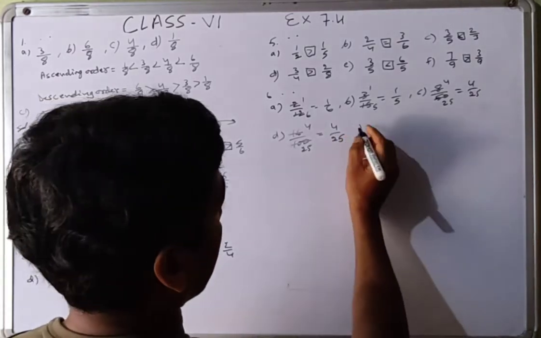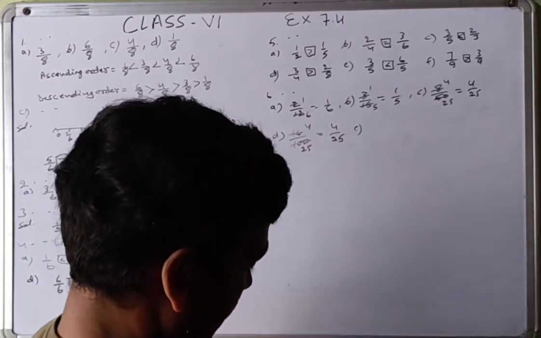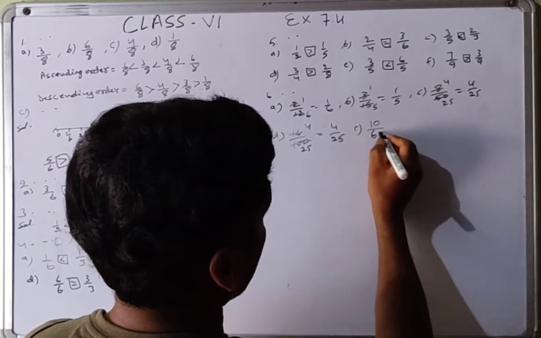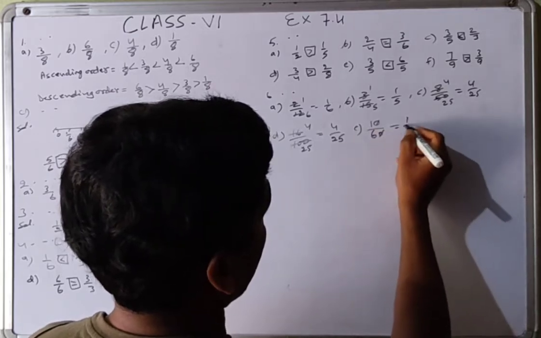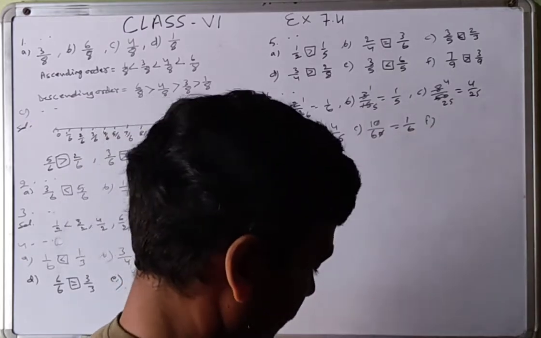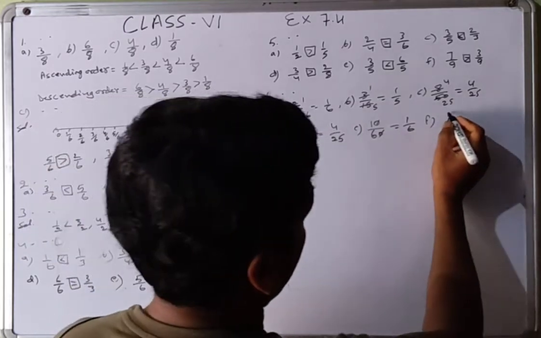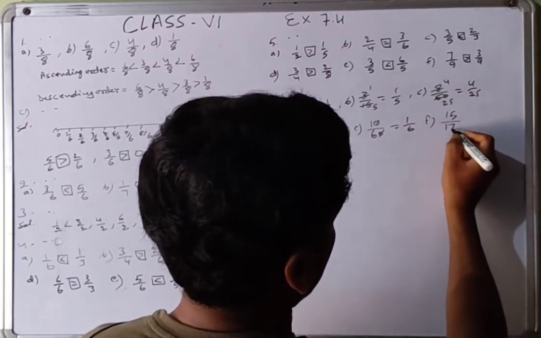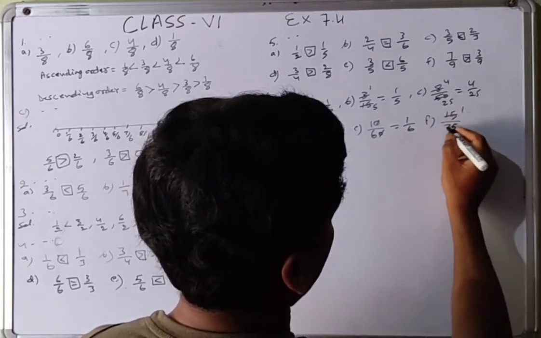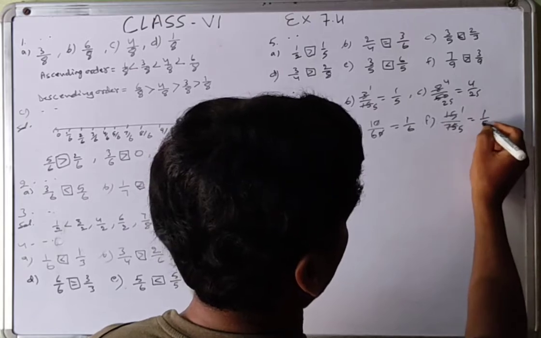E part, 10 upon 60, that's very simple, 0 cancels by 0, 1 upon 6. F part, 15 upon 75, 15 ones are 15, 15 fives are 75, 1 upon 5.